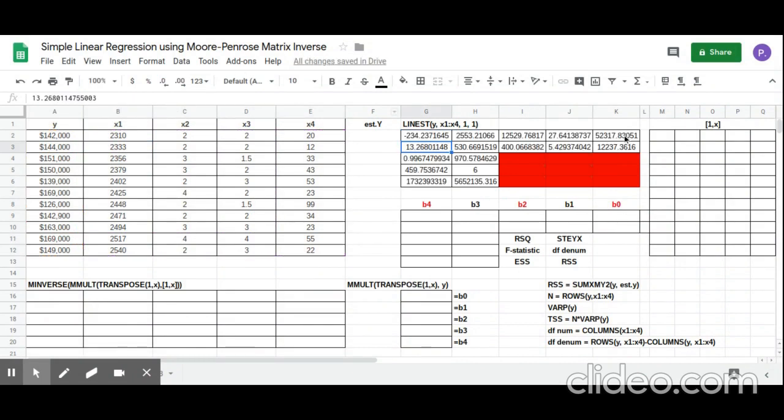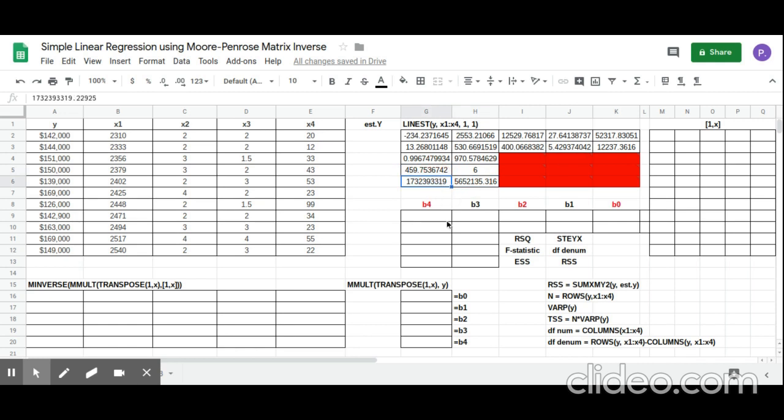Here we have the coefficients: the coefficient of the y-intercept, slope 1, slope 2, slope 3, slope 4. And on this side we have the standard error of the y-intercept, standard error of slope 1, standard error of slope 2, standard error of slope 3, standard error of slope 4. And we have the standard error of the estimate. We also have the R-squared, also known as the coefficient of determination, degrees of freedom, F statistic, regression sum of squares, and residual sum of squares.